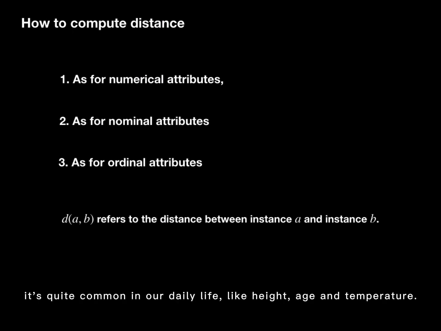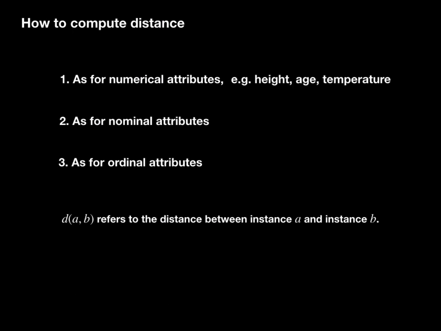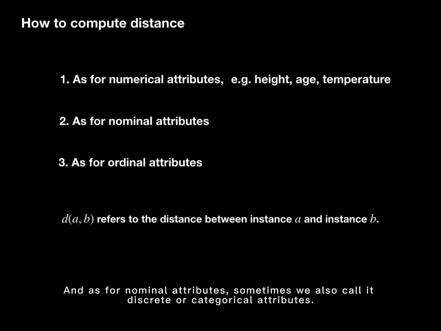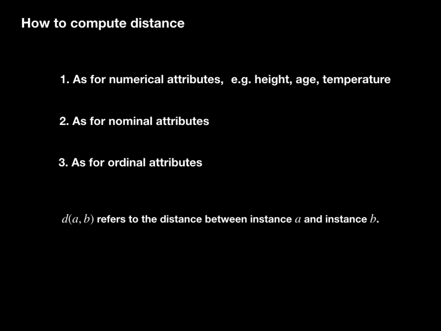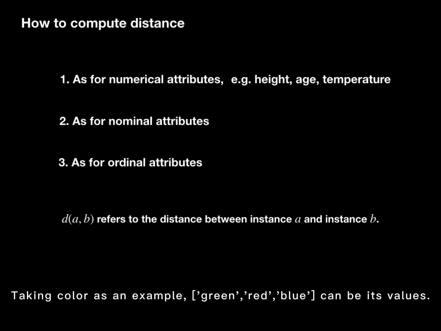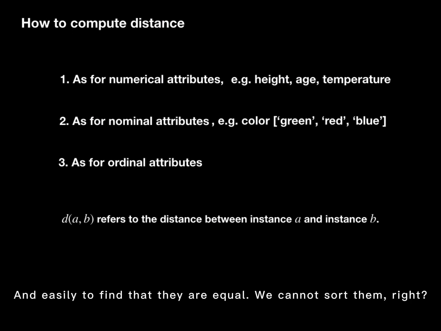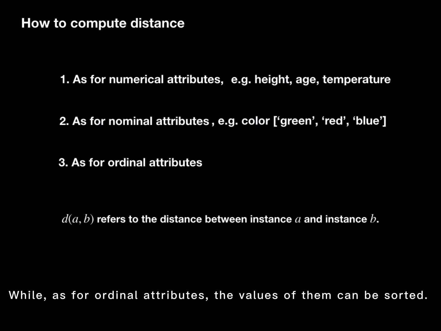numerical attributes, it's quite common in our daily life, like height, age, and temperature. And as for nominal attributes, sometimes we call them discrete attributes or categorical attributes. Taking color as an example, green, red, and blue can be its values, and it's easy to find that they are equal. We cannot sort them, right? And as for ordinal attributes, the values of them can be sorted.